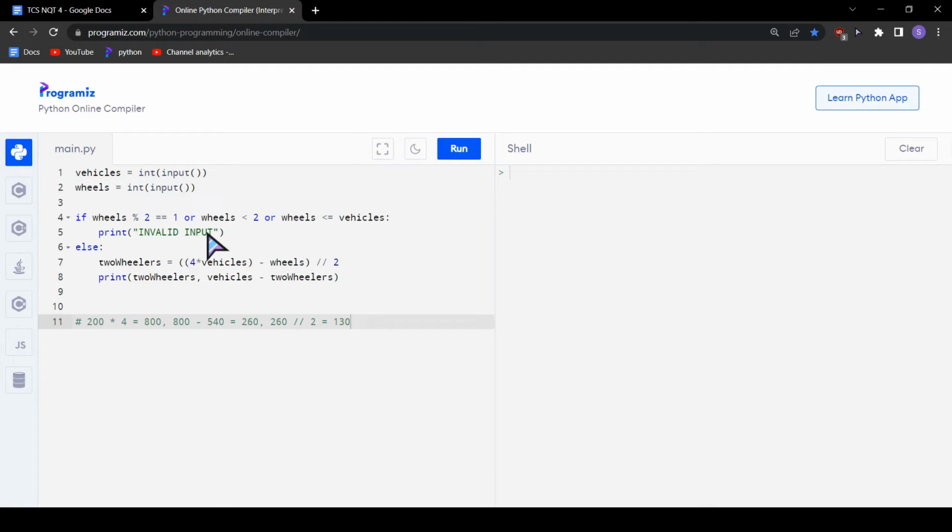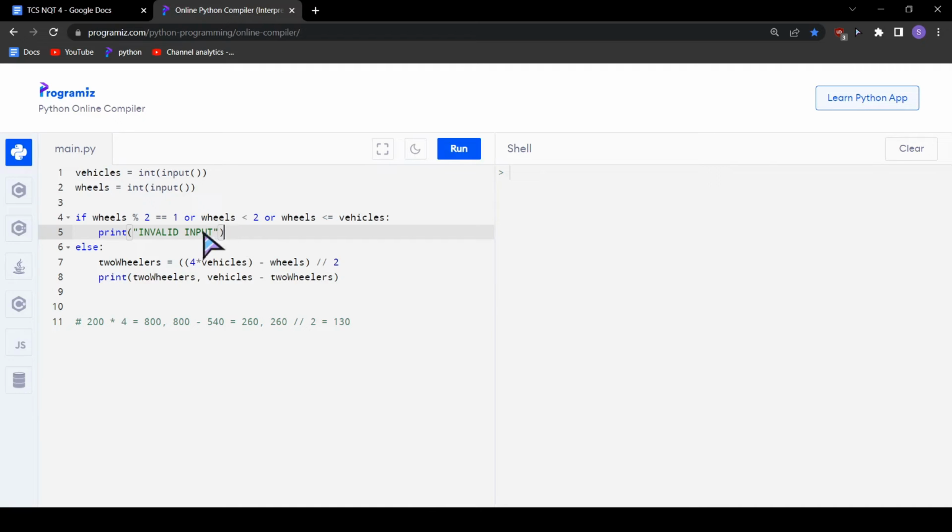Then again there's the second case, that is if wheels are less than 2, because if wheels are less than 2 then we cannot create a vehicle, because we need a minimum of 2 wheels to create a vehicle, right?